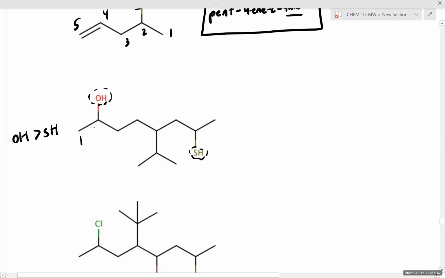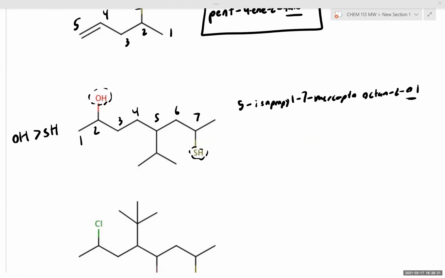So we have a few proposed names in the chat. Remember, if the alcohol's the highest priority group, you don't have to name it like hydroxy. The first of which is 5-isopropyl, 7-mercapto, octan-2-ol. Remember, if we have an alcohol, the suffix is replaced with ol.